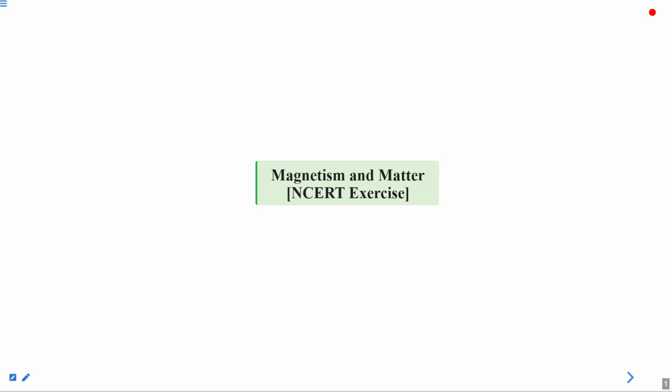So today we are going to discuss magnetism and matter NCERT exercise. So let's begin.